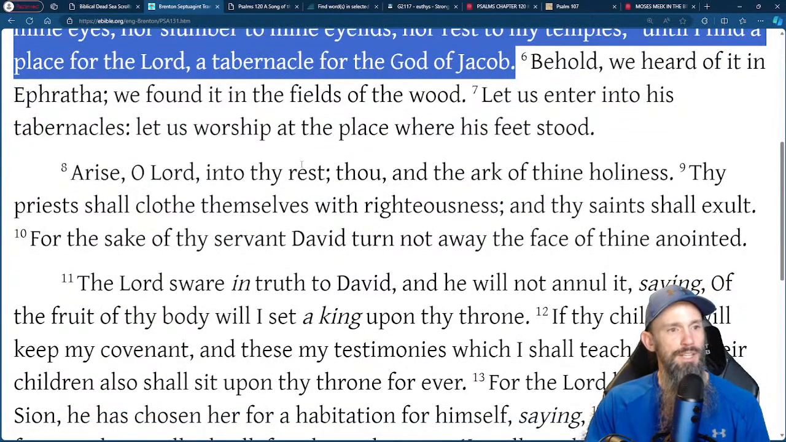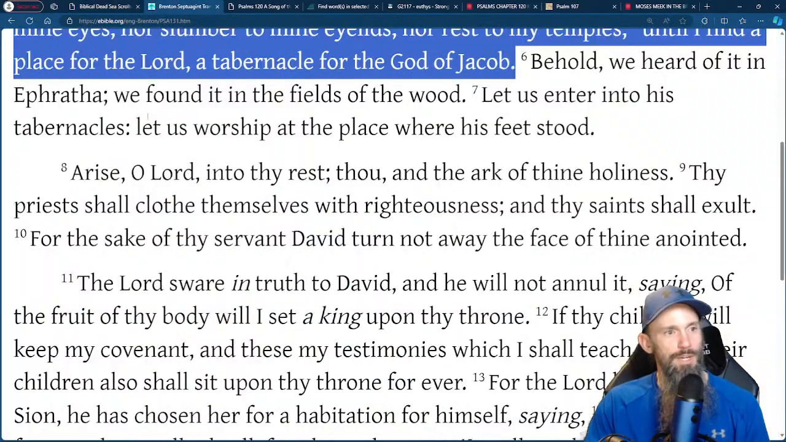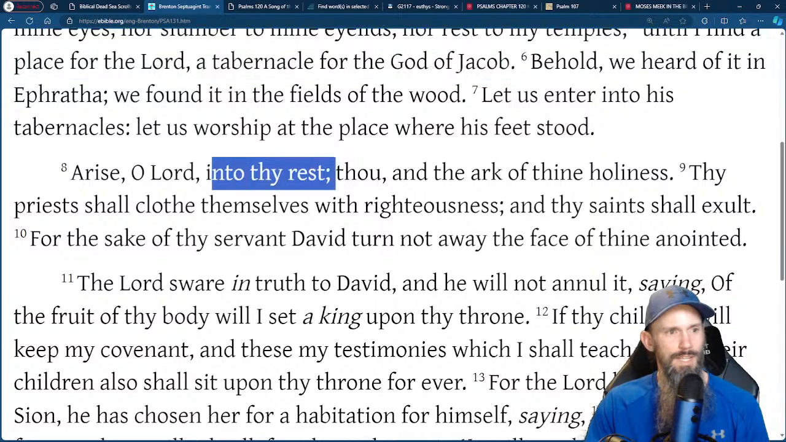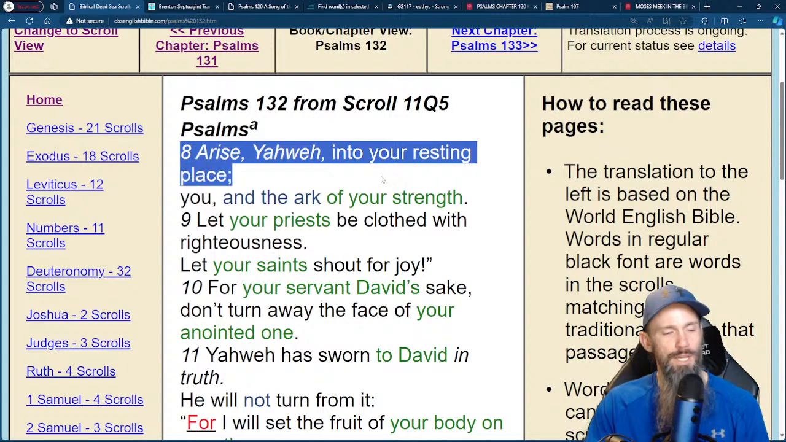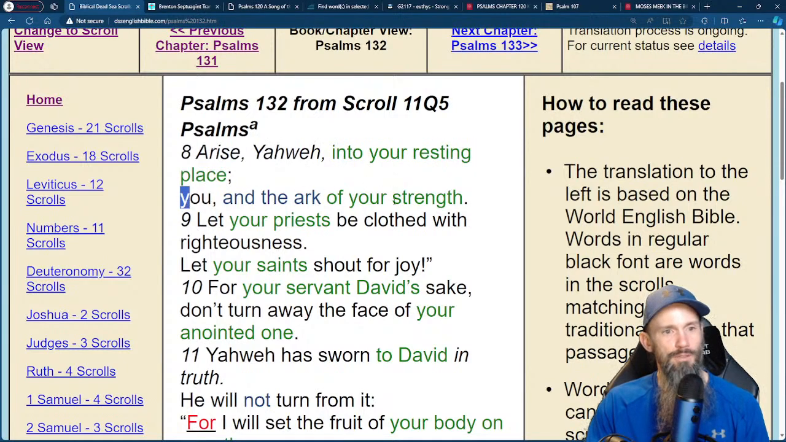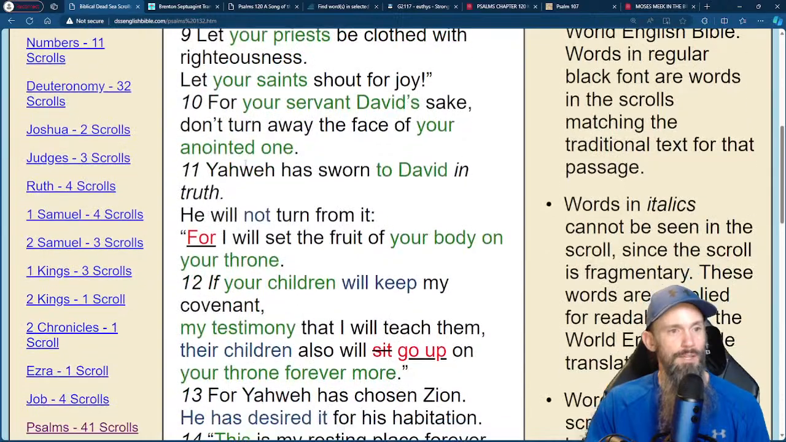Arise, O Yahuwah, into thy rest. So that's the Greek translation, into thy rest. That's how they translate it. Dead Sea Scrolls, arise, Yahuwah, into your resting place, you and the ark of your strength. Let your priests be clothed with righteousness. Let your saints shout for joy. For your servant David's sake, don't turn away your face, the face of your anointed one. Yahuwah has sworn to David in truth, he will not turn from it.